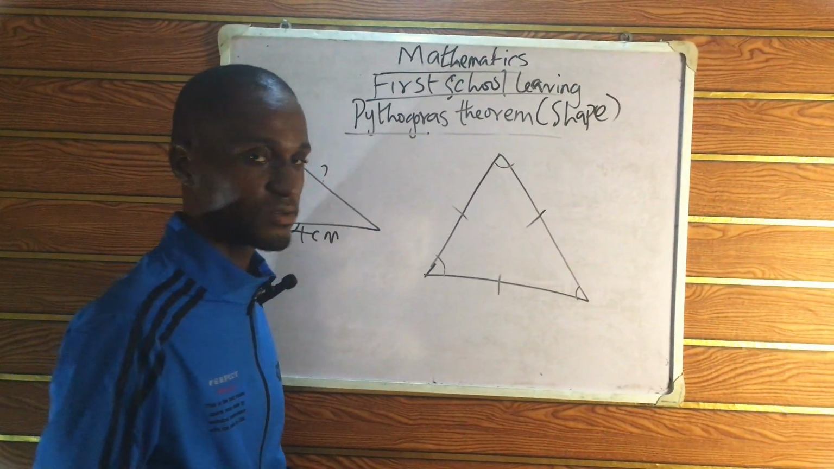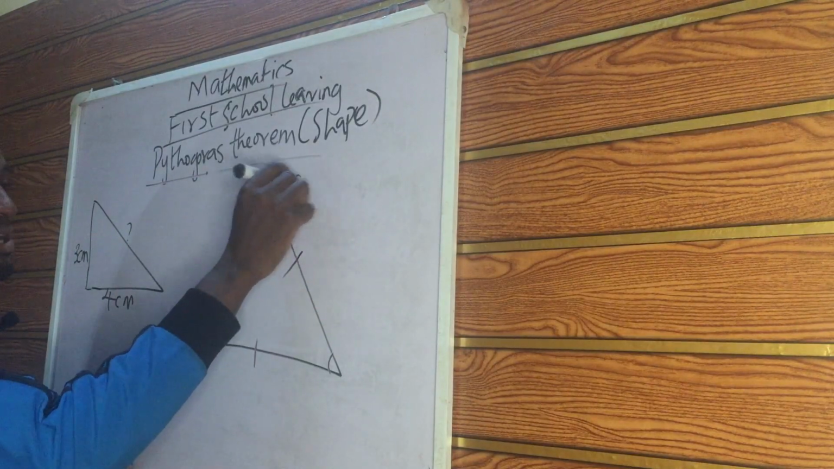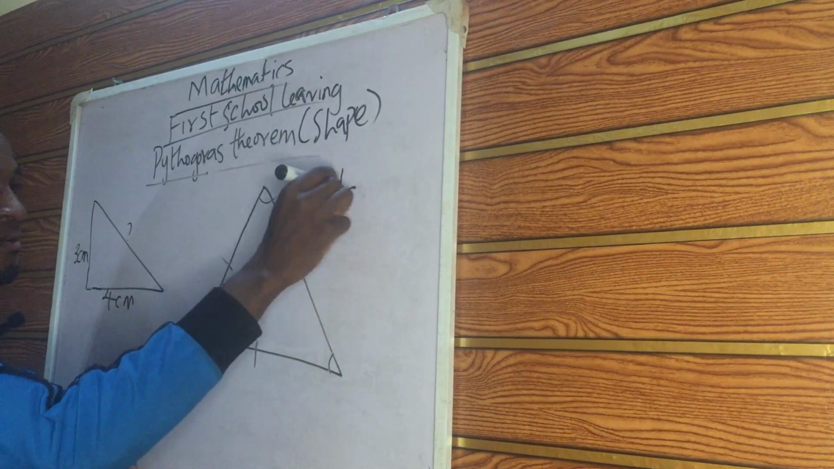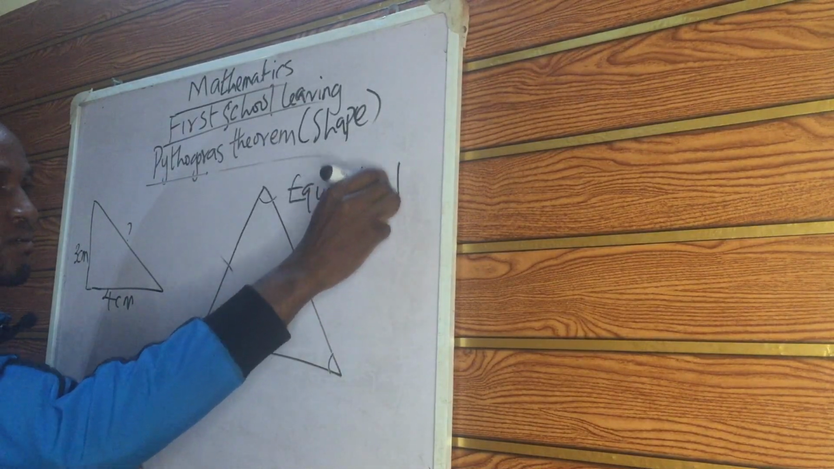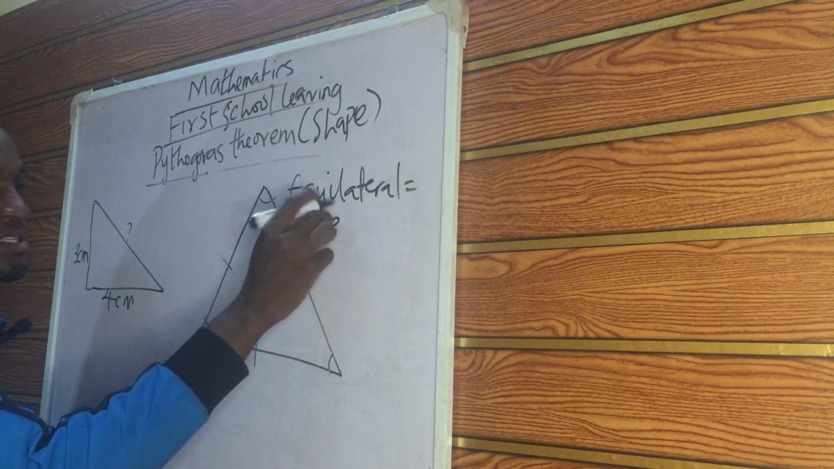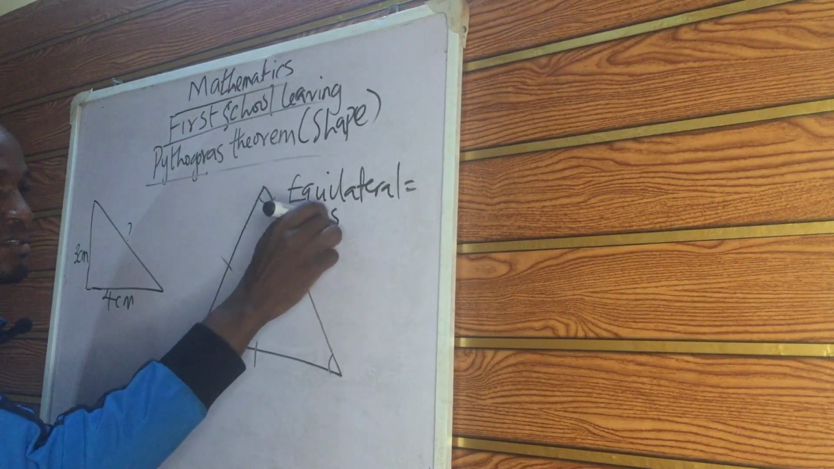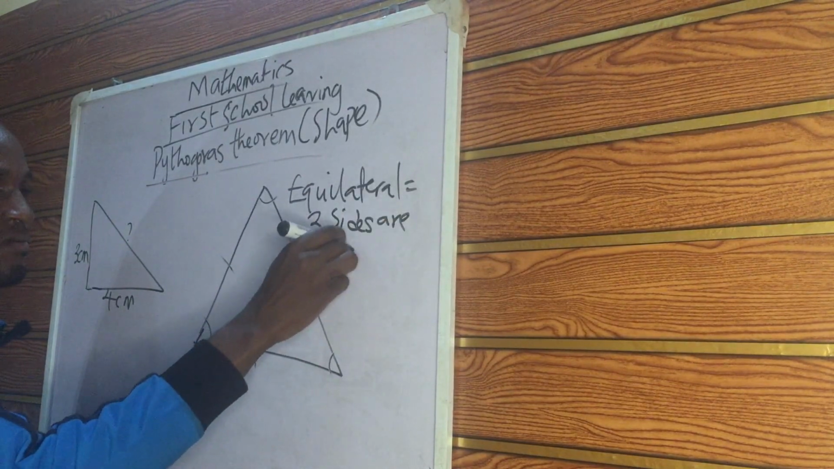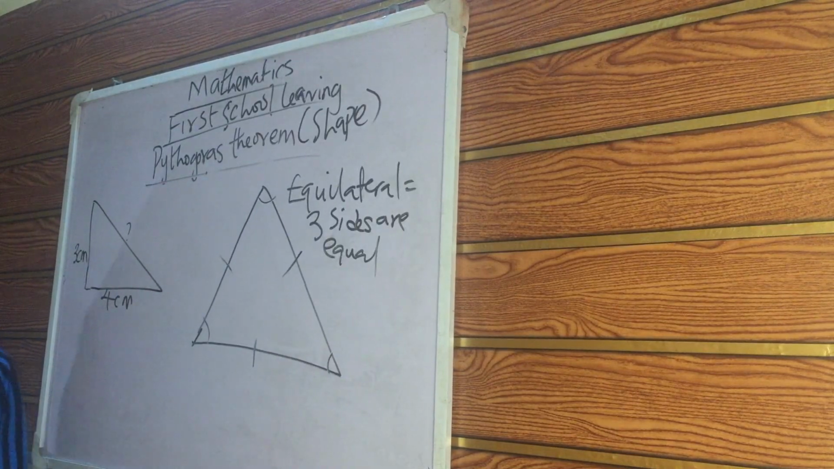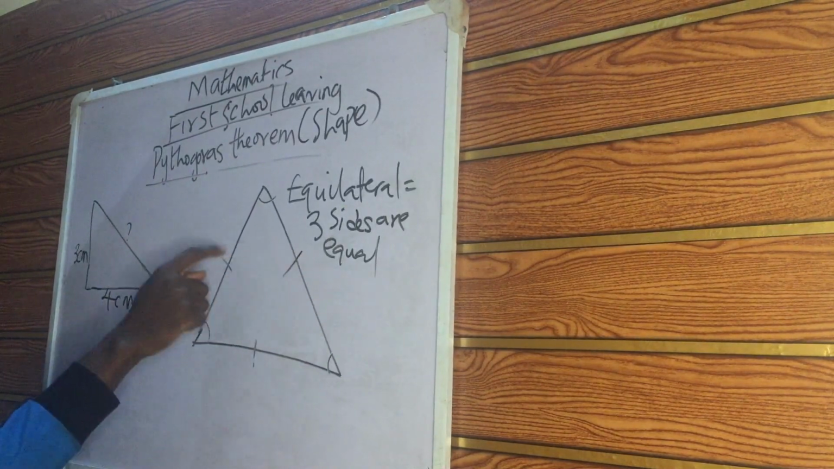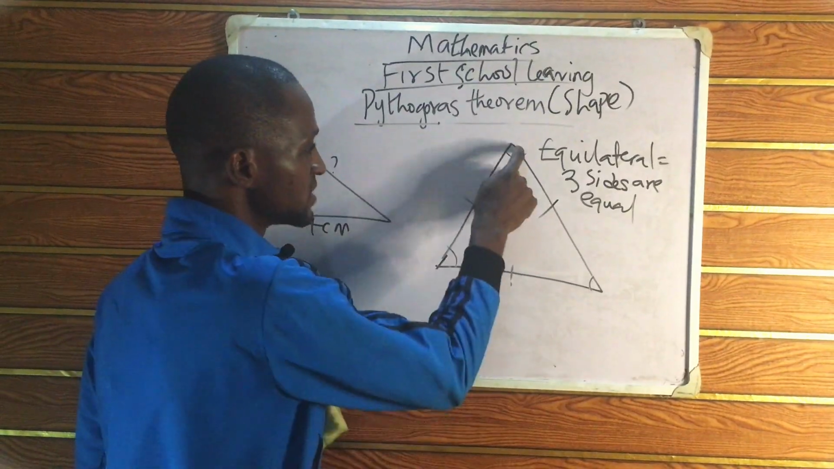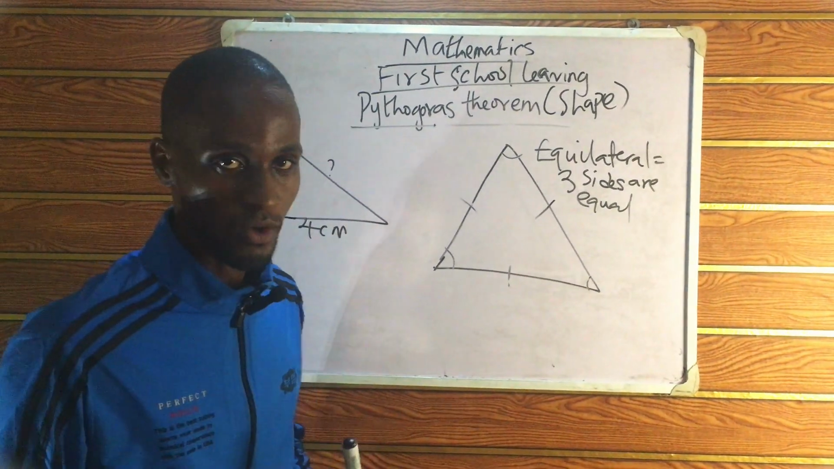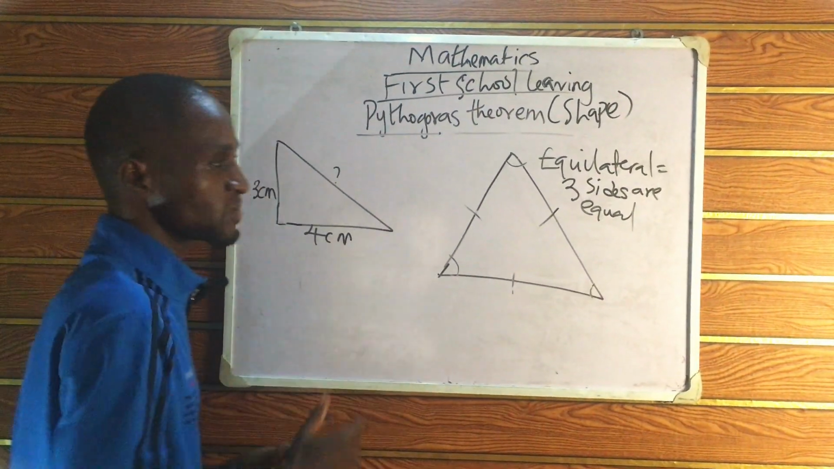So let me spell it so you can understand. This is equilateral. So three sides are equal. You understand now? So 1, 2, 3, they are equal. This, they also are equal. Now we're done with this part.